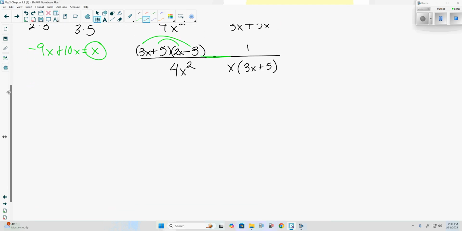All right, guys. What's in common? 3x plus 5 and 3x plus 5, which leaves us with 2x minus 3 on top. Because we do actually have 2x minus 3 times 1, which would just be 2x minus 3. On bottom, we have 4x squared times x. So our final answer is 2x minus 3 over 4x cubed.